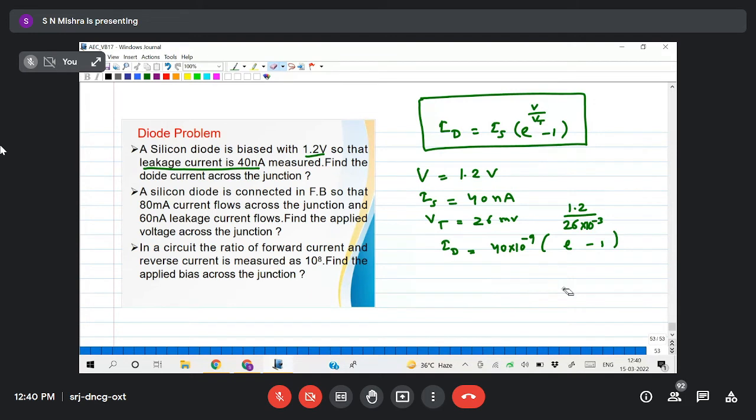That's why I am telling everyone should try, because a lot of time I have observed everything is correct but the final answer is wrong. Many of the students don't know how to use the calculator. So that gives you a negative answer and you get less marks. First you calculate 1.2 divided by 26 milli. This value you find, then e to the power that value minus 1, then you multiply with this.